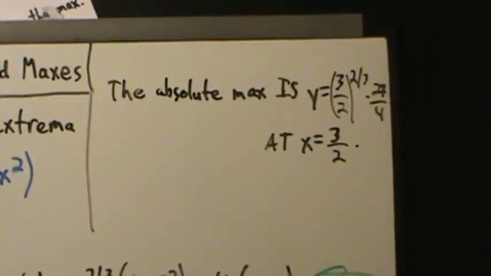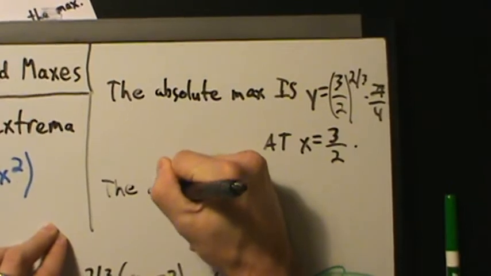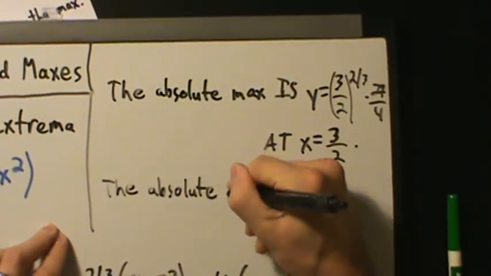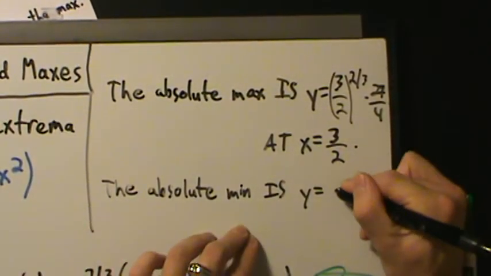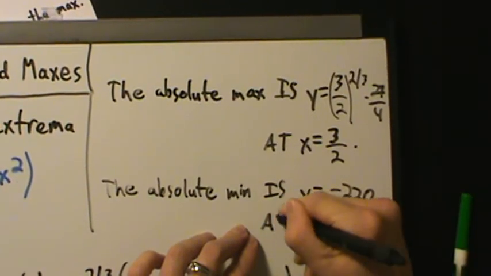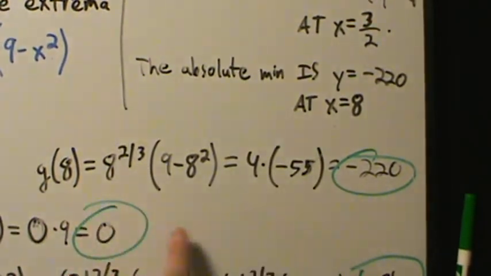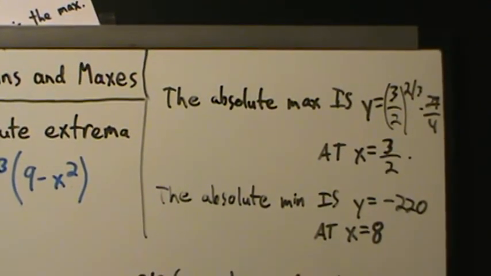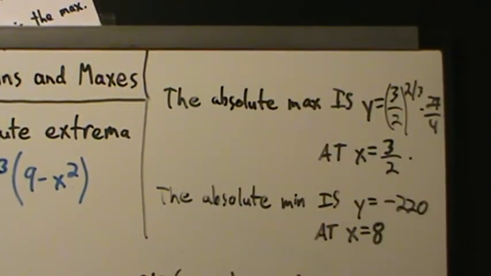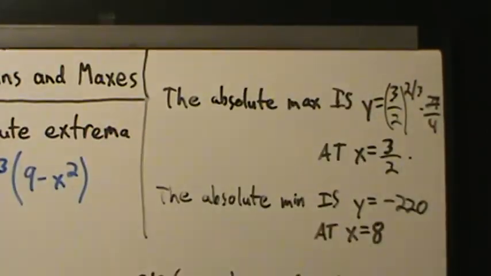So the absolute min is y equals negative 220 at x equals 8. Remember, g of 8 was negative 220, so when x is 8, the y value is negative 220. So step 3 really just tells you how to interpret what you did in step 2. That's all step 3 says. Step 2 is evaluate the function at all these points, and then step 3 tells you how to interpret that. So this is our answer here.